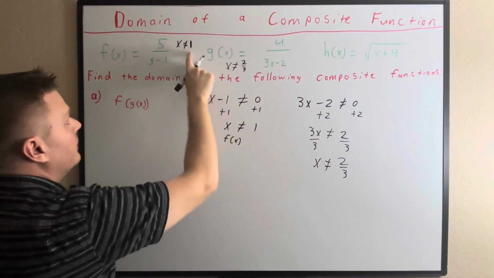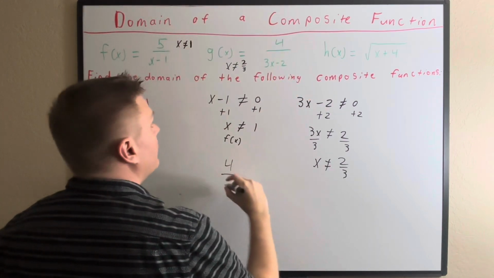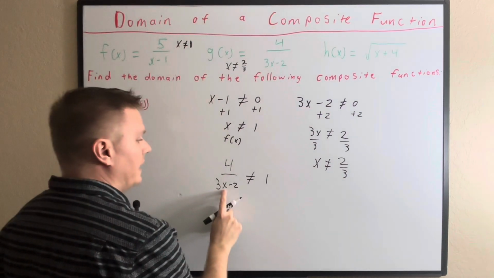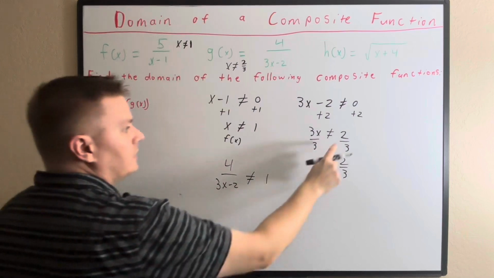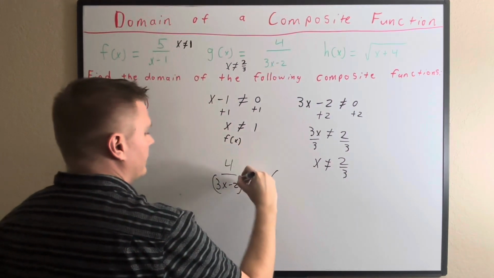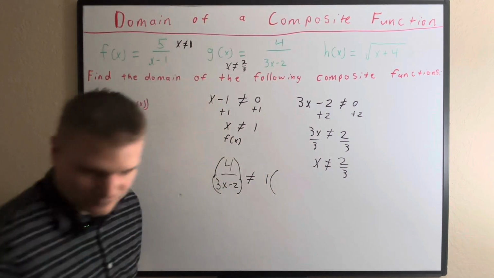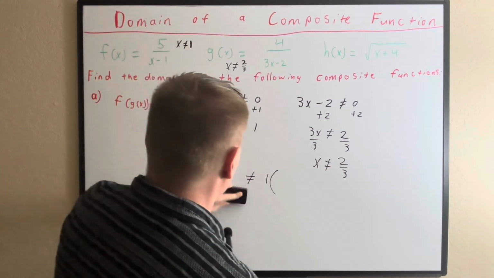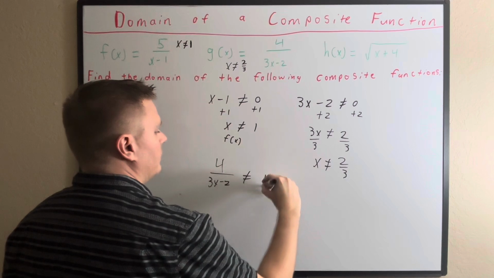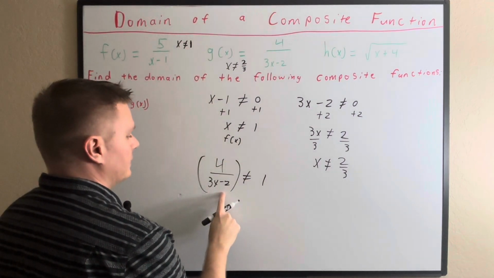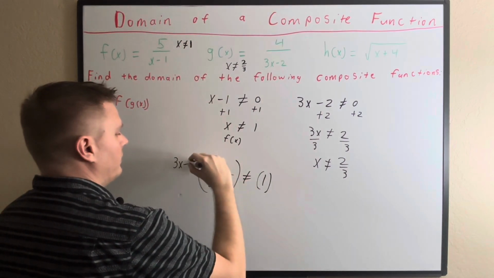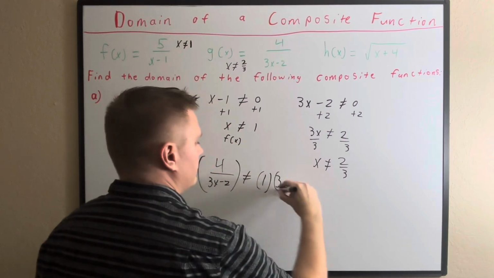So that's where this comes in, and we take all of g of x, 4 over 3x minus 2, and we say it cannot be equal to 1. And we find out what value of x gives us a 1 for an output, right? We're not just doing the denominator this time, we're doing the whole thing, okay? Let me just start over. 4 over 3x minus 2 cannot equal 1. So in order to isolate the x, we need to get rid of the denominator here, okay? So we just multiply both sides by 3x minus 2, okay?